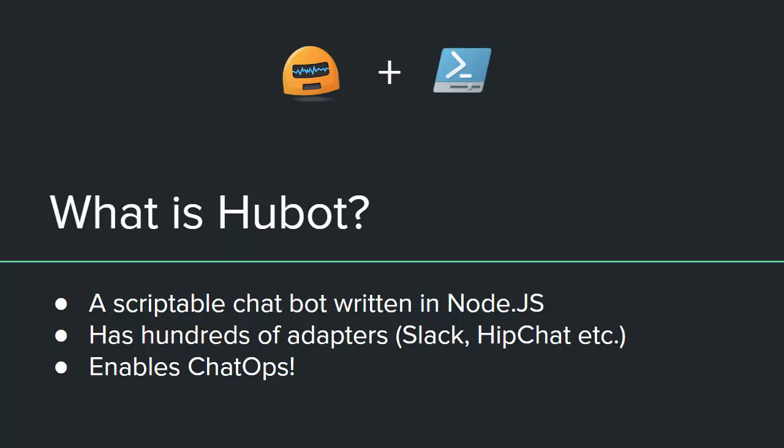So what is Hubot? Hubot's a scriptable chatbot that's written on top of Node.js. It's written in JavaScript, or you can use CoffeeScript. It has hundreds of adapters, so the main ones you're going to see used are Slack and HipChat, but it has things for IRC or Skype, any chat service you can integrate with Hubot.